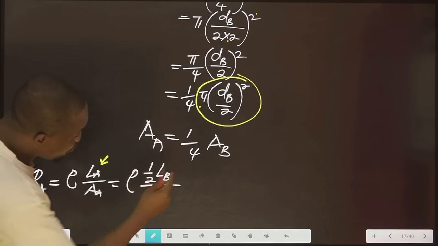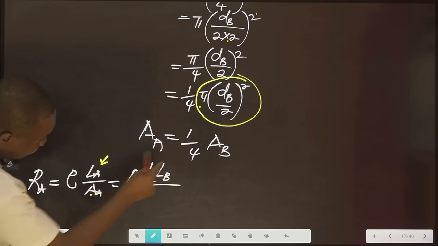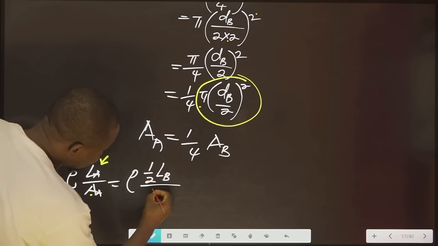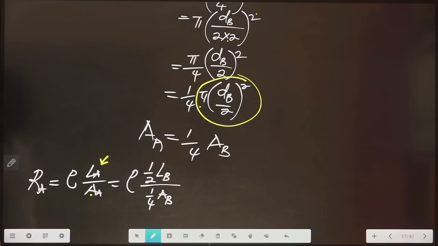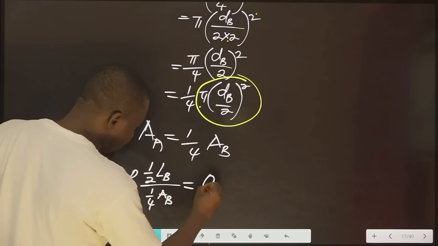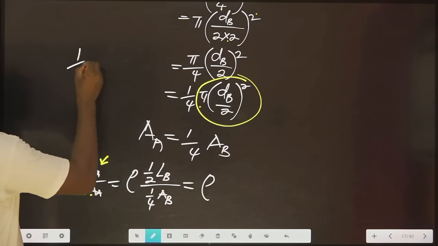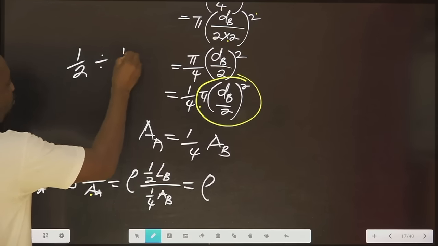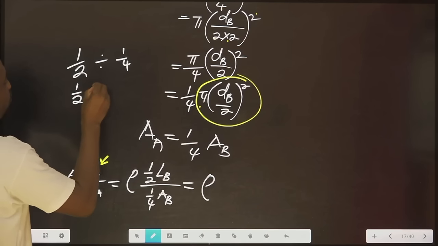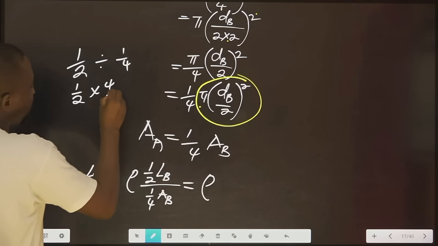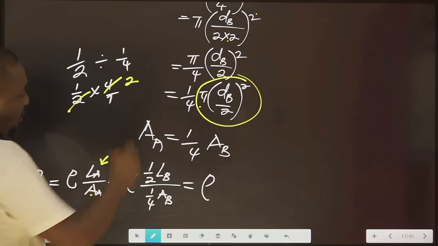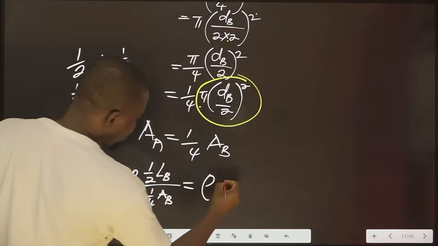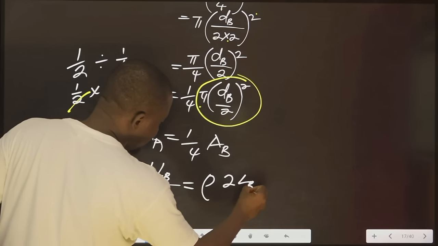And for the area, you agree with me, it's like this. In place of this A, I'm going to put this, okay? So it is now 1 over 4 AB, like this. If you solve this now, you agree with me, you're going to get this. Here alone, that is 1 over 2 divided by 1 over 4, which is 1 over 2 times 4 over 1. Okay? Do you agree with me? This and this will cancel to have 2. It means, therefore, I can replace all this with 2 to have 2 this over.